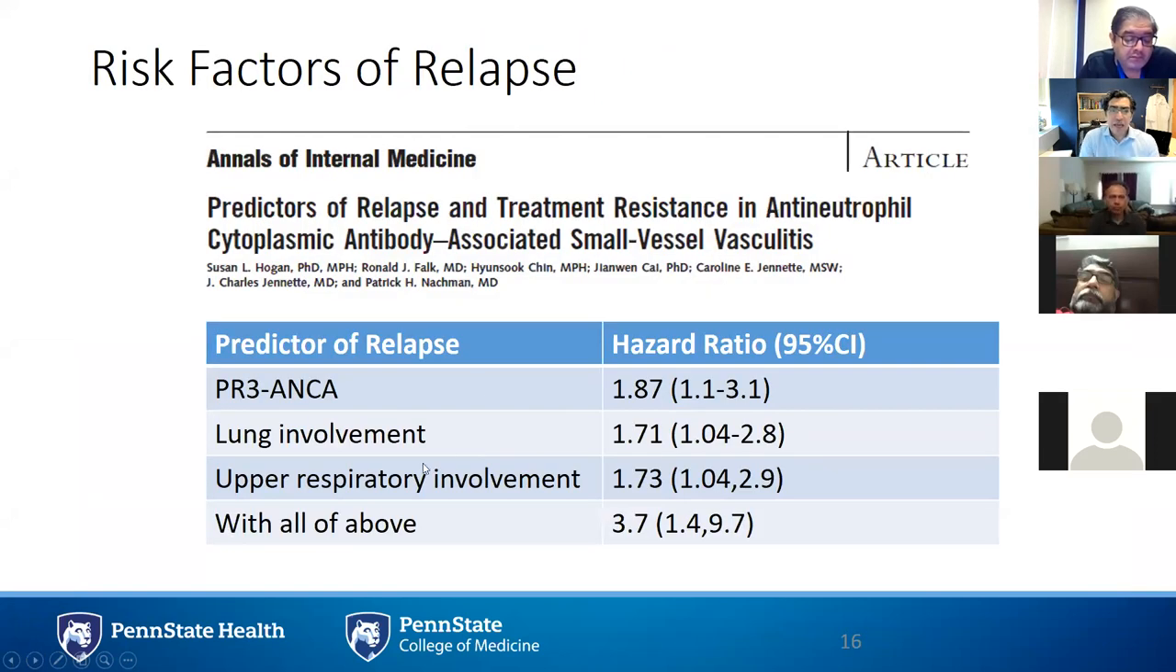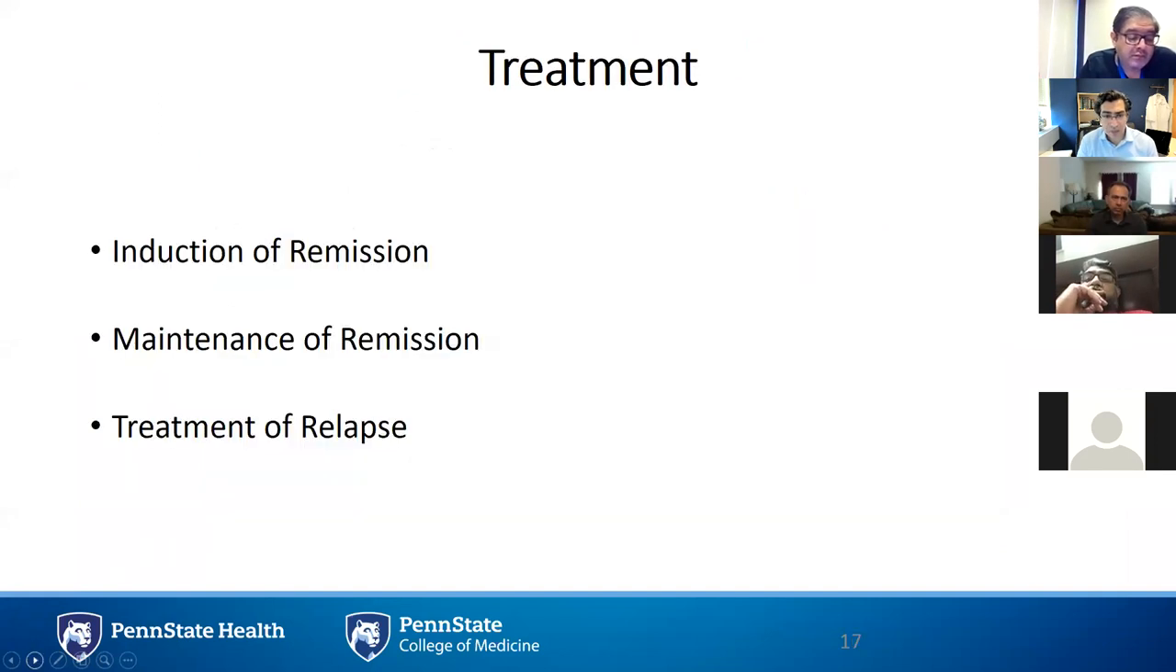Risk factors for relapse. If this is PR3 ANCA, it tends to relapse more. If there is lung involvement, I think the hazard ratio is 1.7. And if all three of these things are present, PR3, lung, and upper respiratory involvement, the hazard ratio is the highest. So these are the risks for relapse.